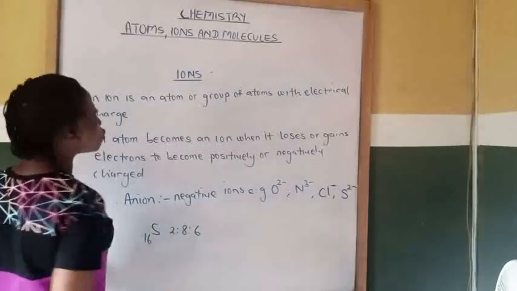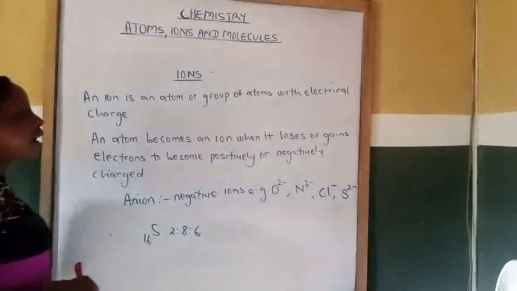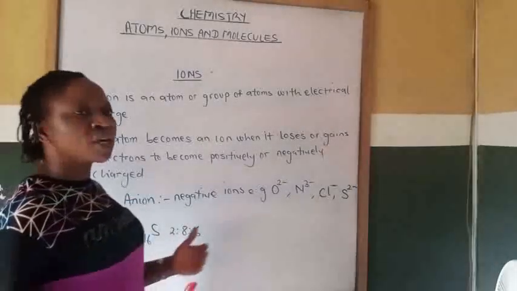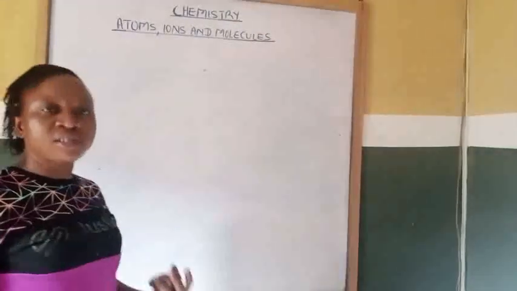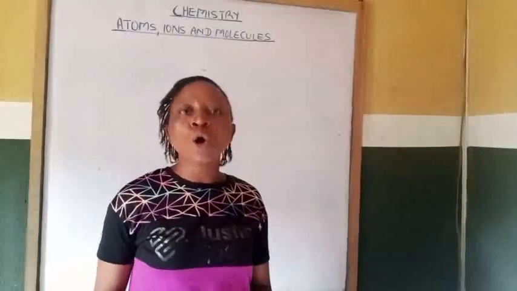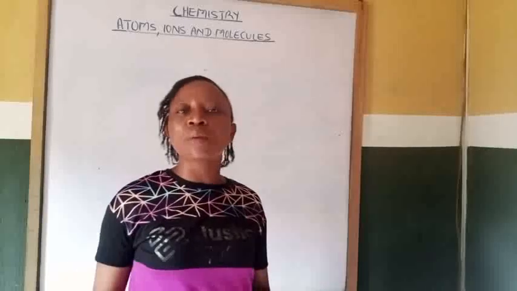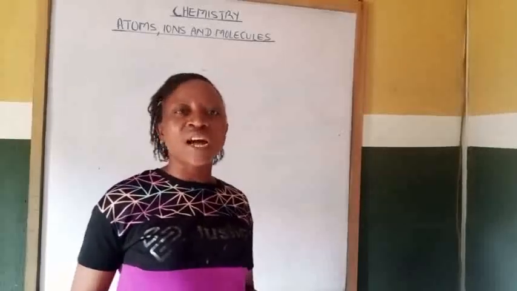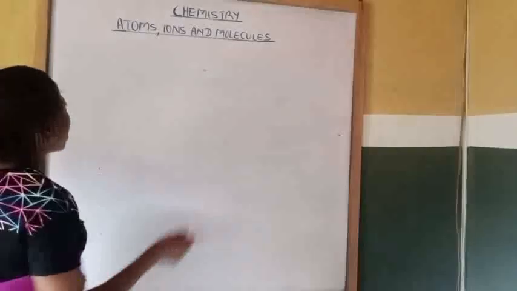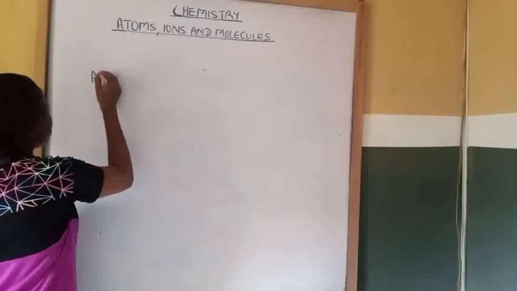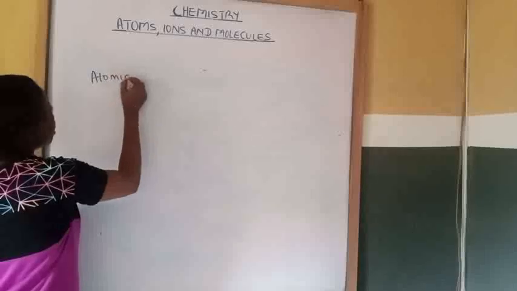Now let's move to atomic number and mass number. Atomic number and mass number will lead us to the calculation of the number of protons, neutrons, and electrons. Now let's first talk about atomic number.